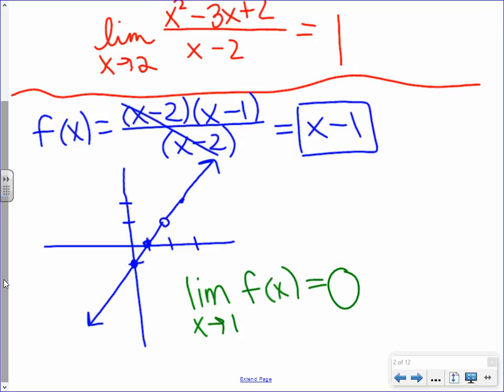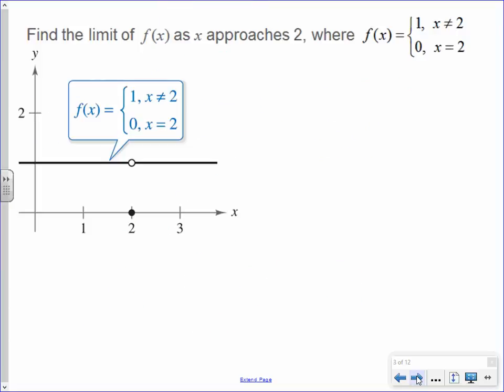Okay? Let's look at another graph. Draw the graph on your paper. Okay. You're going to see a lot of graphs where there are holes and then there are coordinates above or below that hole. Okay?